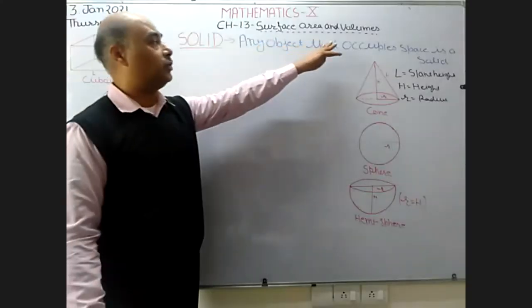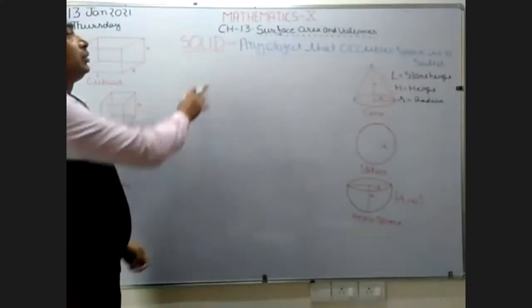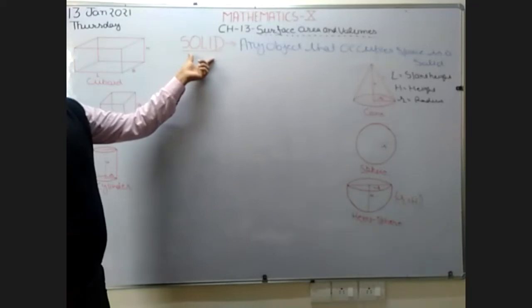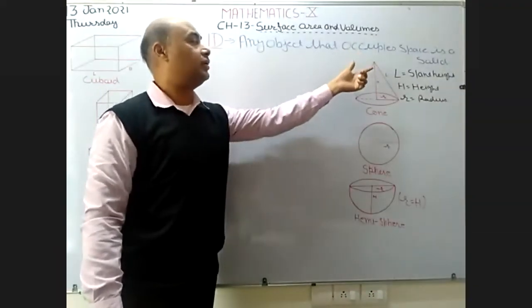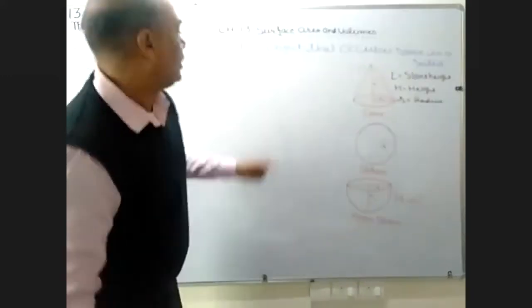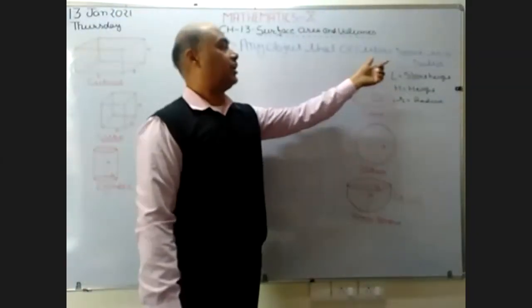Surface area and volume. Now, what is written here? Solid. What is the meaning of solid? Any object that occupies space is a solid.